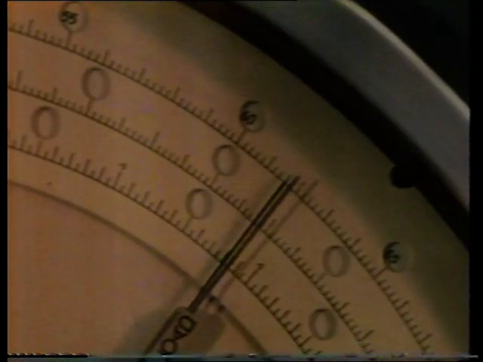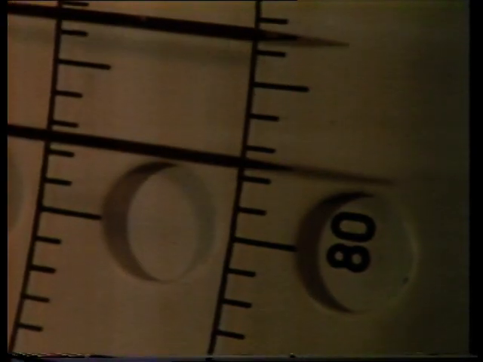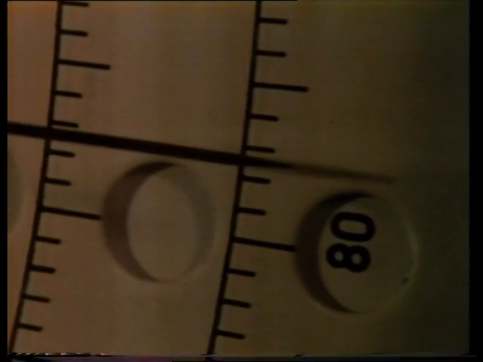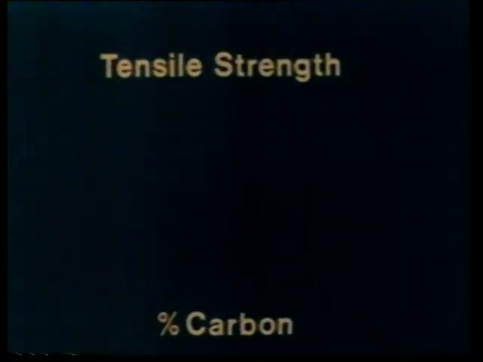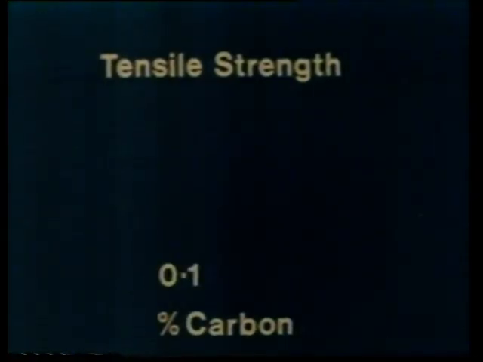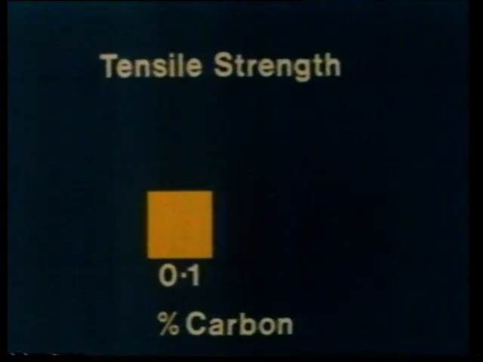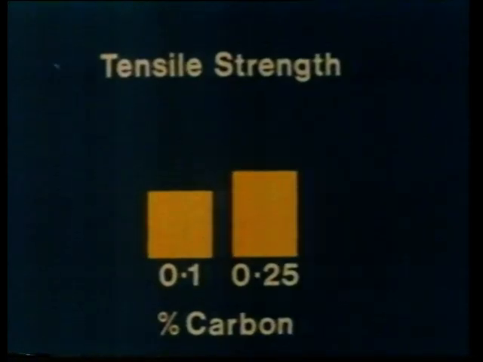Well, that's where the 0.1% steel fractured. Increasing the carbon seems to have increased the tensile strength. Nearly 80 kilonewtons this time. Let's put those results on a chart. The tensile strength of 0.1% carbon steel is this much. The one containing 0.25% showed a slight gain.